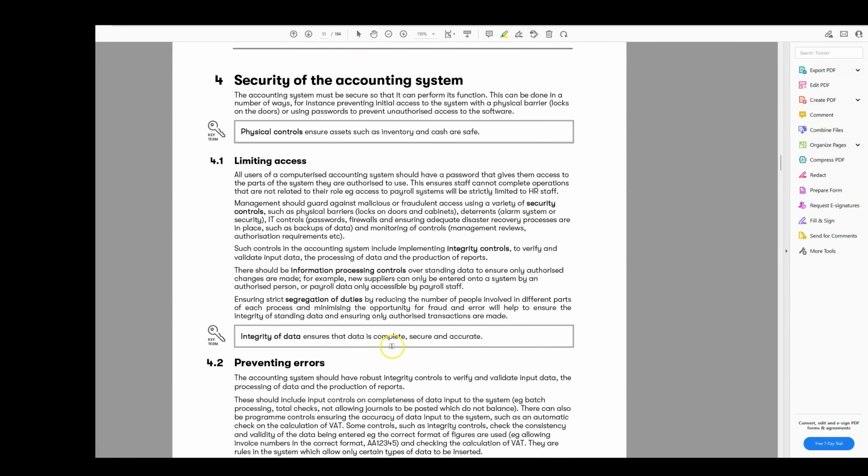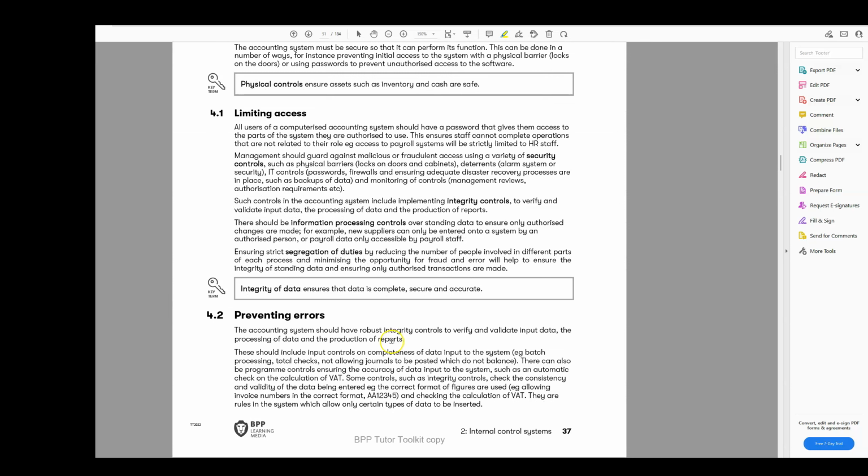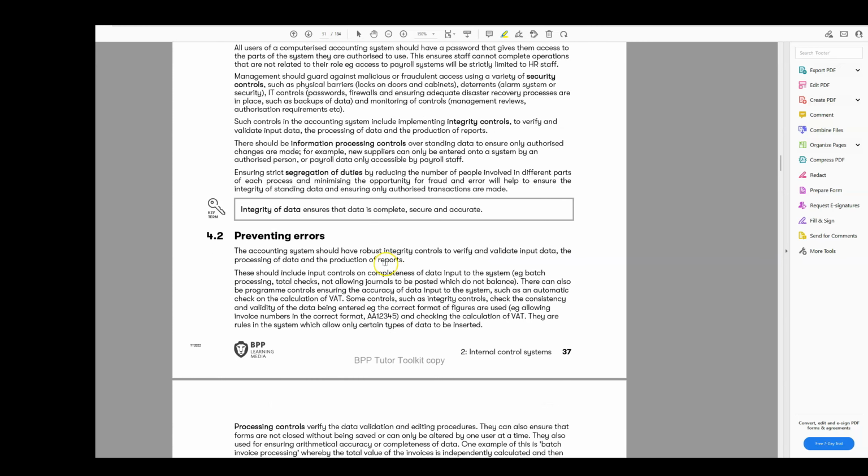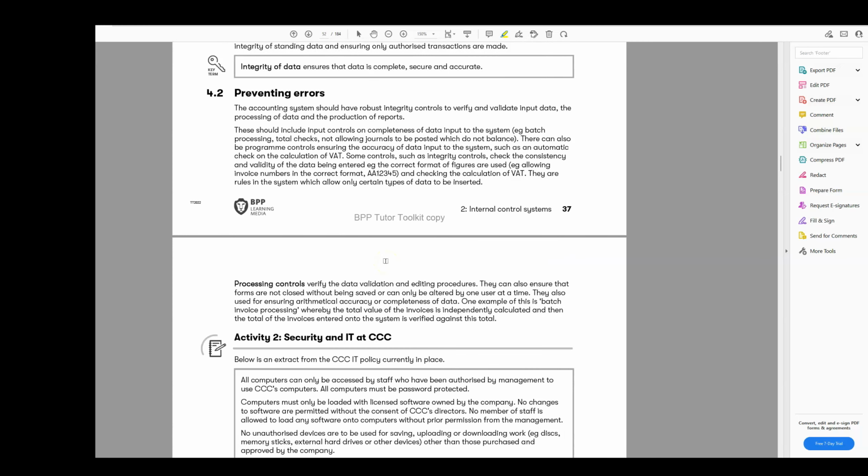All right, let's move to the next one. The next one is limiting access, which we have already talked about. If someone does not need access to other departments' information, you don't have to give them access. For example, if you work as a bookkeeper, you don't have to see the payroll data. So you need to make access limited, depending on the requirement. Then you have preventing errors. The accounting system should have integrated controls to verify and validate the input data, the processing of data, and the production of the report.